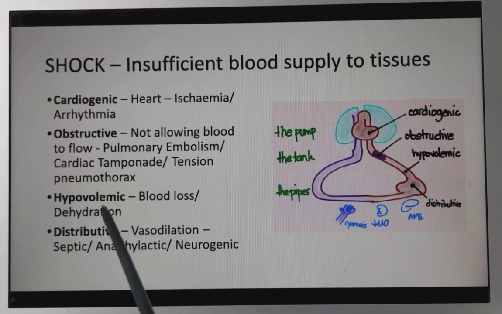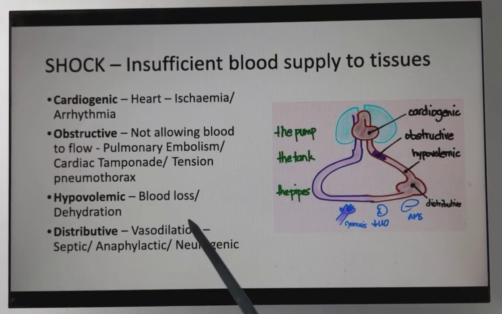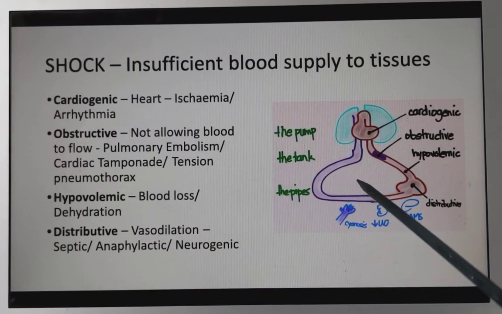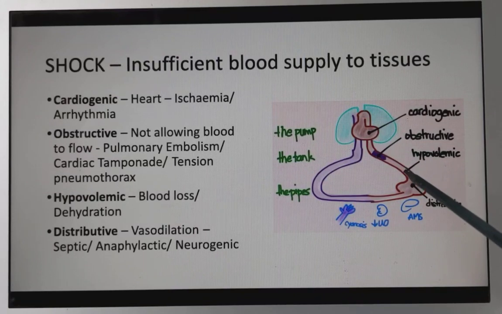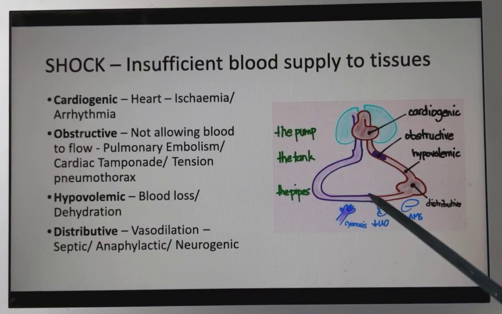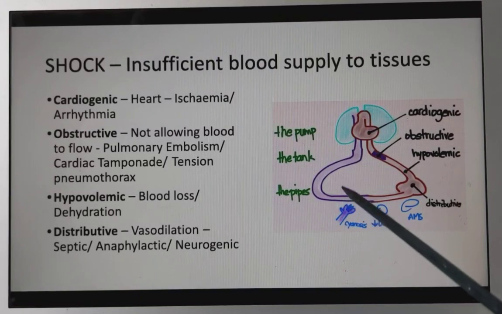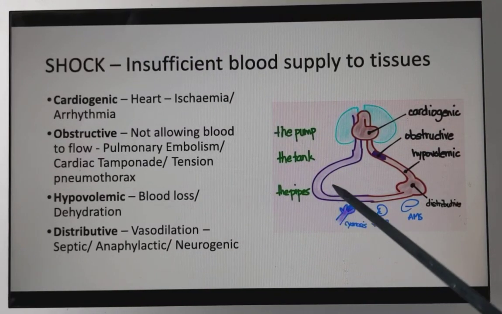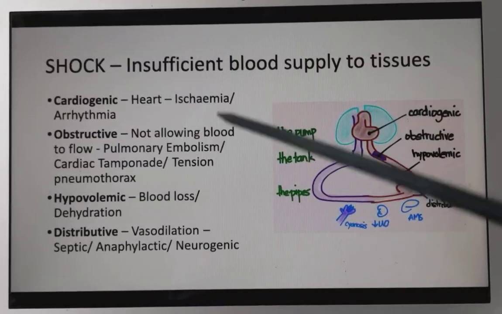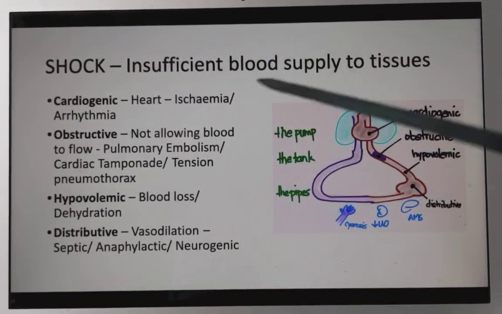Hypovolemic, now this is usually the most common, where a person with say blood loss or dehydration may be having a hypovolemic shock. A distributive shock, where there is vasodilation in the system, such that the heart is pumping, blood is going, but because the blood vessels have become so dilated or porous, it is leaking from the pipes. So there is leakage. Such a thing can happen in septic, anaphylactic, or neurogenic shock. So this is just a brief. We will probably have another detailed session on shock.